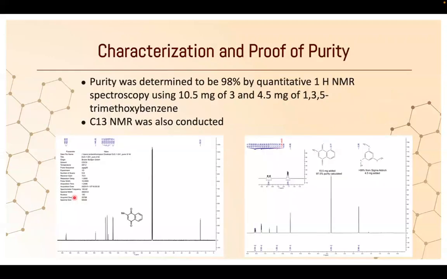Characterization and proof of purity. The purity was determined to be 98% by quantitative HNMR spectroscopy, and it was done using 10.5 milligrams of the product, as well as 4.5 milligrams of 99% 1,3,5-trimethoxybenzene, and a C13 NMR was also conducted. So here's the HNMR, and here's the C13.